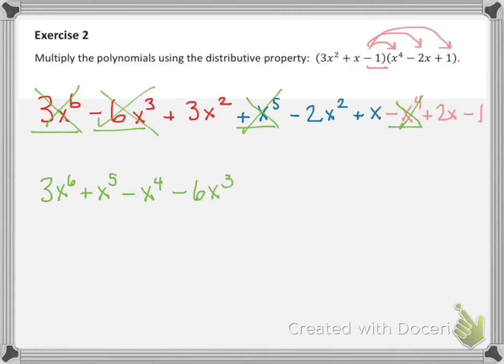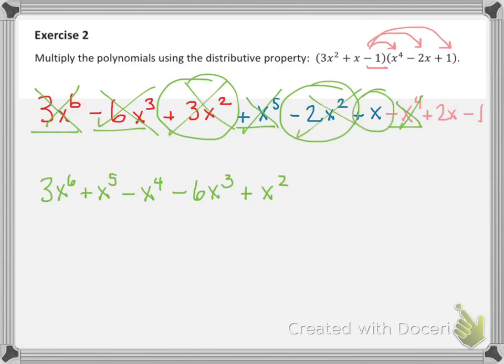That one's gone. Now I see a couple of different x squareds. I've got a positive 3x squared, I have a negative 2x squared, so 3 minus 2 is 1x squared, so a positive 1x squared. Okay, those are taken care of. Next I see an x, a positive x, and a positive 2x. So that is a positive 3x. And then the last thing is my constant. There's only one constant. It is a negative 1. So there it is. There's the polynomial using the distributive property.